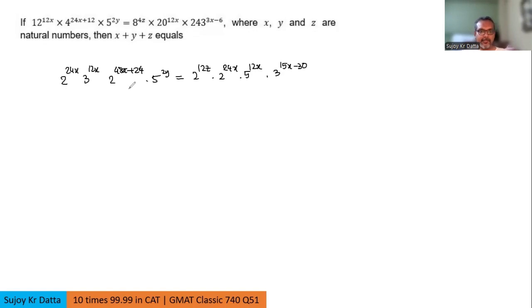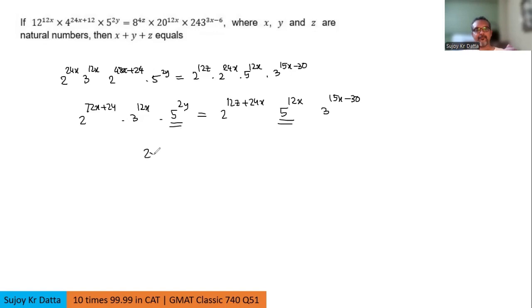So combining the two, you have 2 to the 72x plus 24, 3 to the 12x, 5 to the 2y. On that side, you have 2 to the 12z plus 24x, 5 to the 12x, and 3 to the 15x minus 30. All right, getting hold of the 5s, we have 2y equal to 12x, so that gets you y equal to 6x. Getting hold of the x's from the 3's, we have 12x equals 15x minus 30. So that will be 3x equal to 30, x is 10.